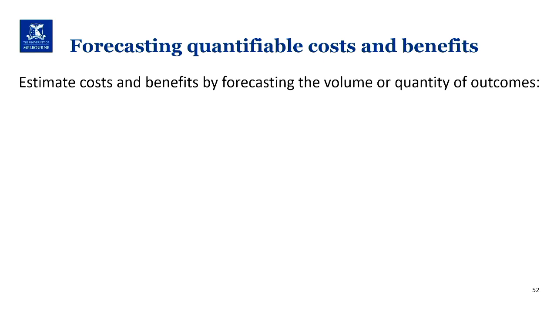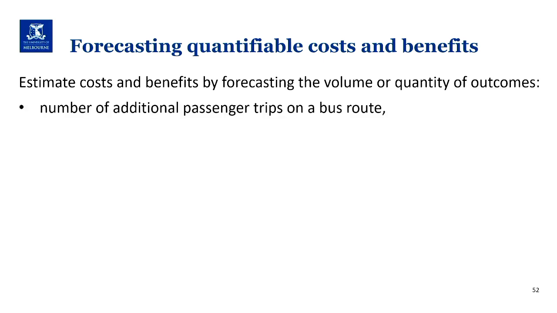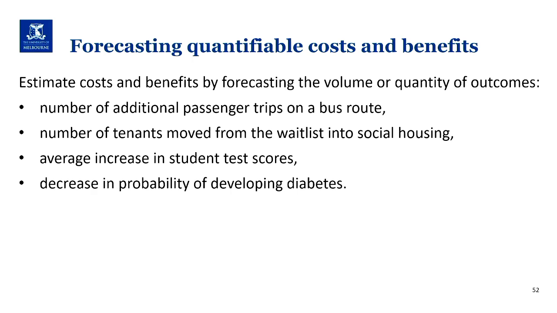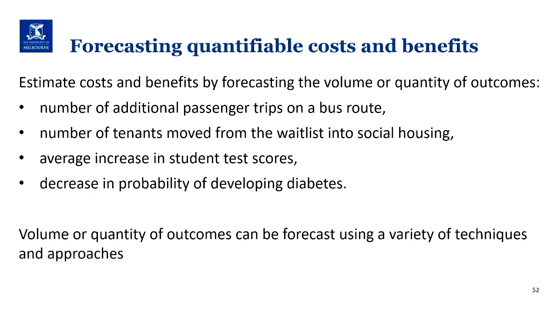So you have to quantify the cost and benefits. For that, some examples of what you need to quantify are the number of additional passenger trips on a bus route, the number of tenants moved from a wait list to social housing, the average increase in student test scores, or the decreasing probability of developing diabetes.